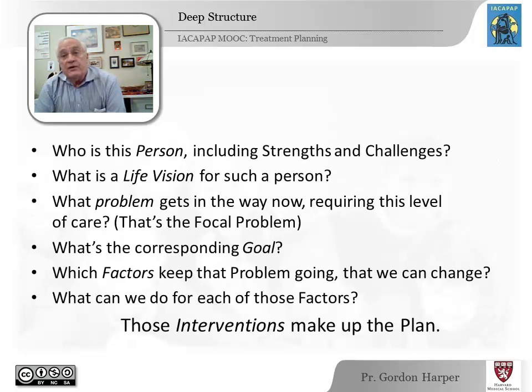Who is this person, including the child's strengths and challenges? What is a life vision for such a person? What problem gets in the way now requiring this level of care? That's the focal problem. What's the corresponding goal? What factors do we identify that keep the problem going that we can change? And what can we do for each of these factors? Those interventions make up the plan.